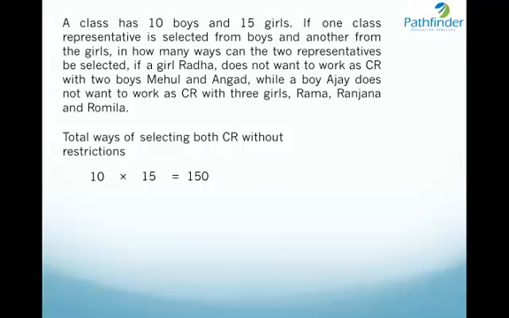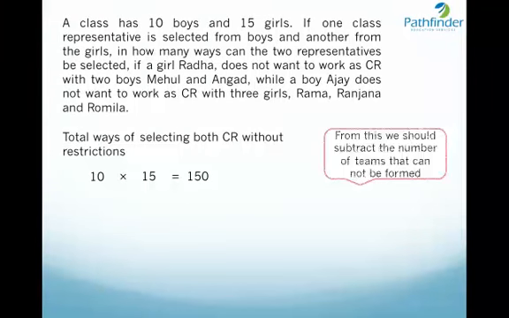That is 150. Now, we should subtract the number of teams that cannot be formed because there are restrictions. There are some teams that cannot be formed. Radha cannot form 2 teams and Ajay cannot form 3 teams. Let us see which teams. Radha and Mehul, this team cannot be formed.